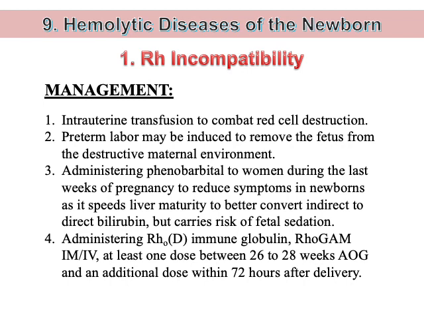Phenobarbital can also be administered to the women during the last weeks of pregnancy. This will reduce symptoms of hemolysis as it speeds liver maturity to convert indirect to direct bilirubin. But nurses should be cautious because administering phenobarbital, a nervous system depressant, causes risk of fetal sedation. Also, RhoGAM, an immune globulin, can be given IM or IV. One dose between 26 to 28 weeks AOG to the mother and an additional dose within 72 hours after delivery. This will prevent production of fetal antibodies.